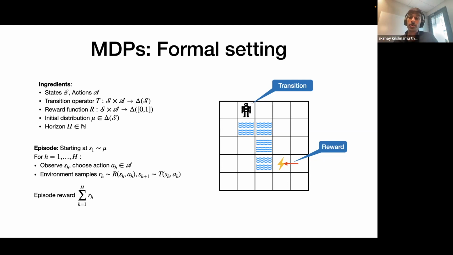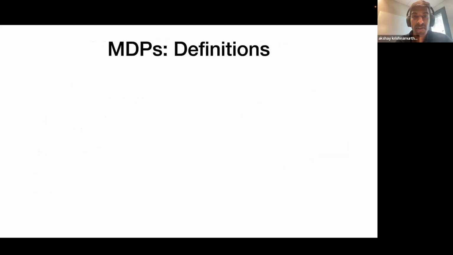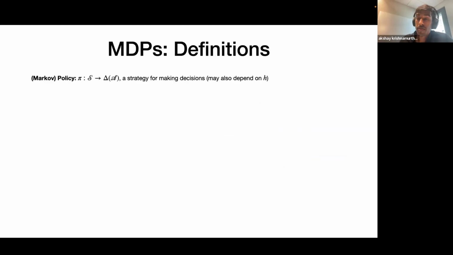So this is like all of the ingredients and like what one episode looks like. In order to start talking about algorithms, I think we need a few more definitions. This will be the last slide of definitions. So the first concept we need to understand is a policy.